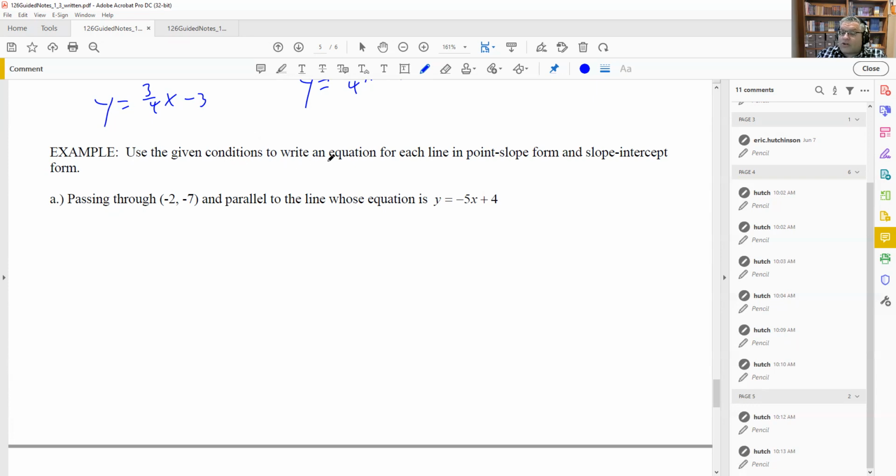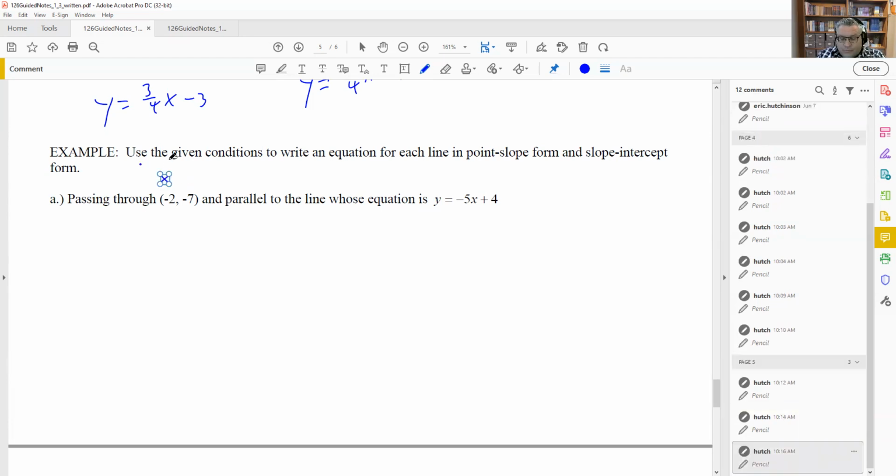So this says use the given conditions to write the equation. We want to do a point slope form and a slope intercept form. So it says we're passing through -2, -7, and we're supposed to be parallel to the line whose equation is y equals -5x plus 4. First of all, this is going to be the x1 and y1 right there. And then the given slope was -5.